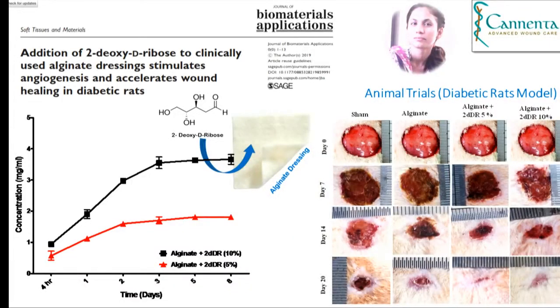So we tested this in animals. What we have seen is that after day 22, the wounds were still there for the sham and alginate, but with the sugar, they were closed very well.